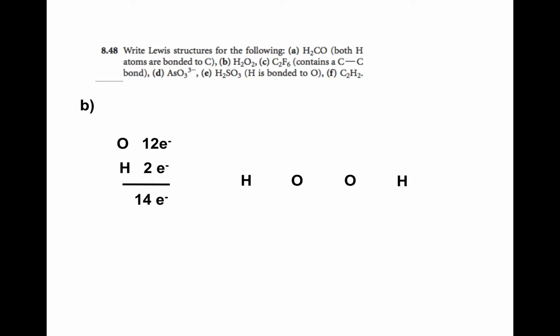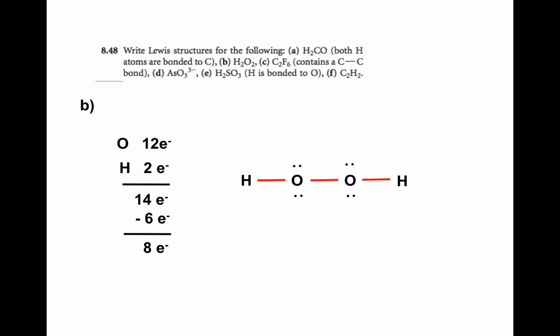Next step, we make bonds. Every bond counts for 2, so 2, 4, 6 electrons used to bond everything together. This gives us 8 electrons yet to be assigned. Complete as many octets as possible, so we put them around the oxygens. And this molecule is done. And this is the Lewis dot structure for hydrogen peroxide.